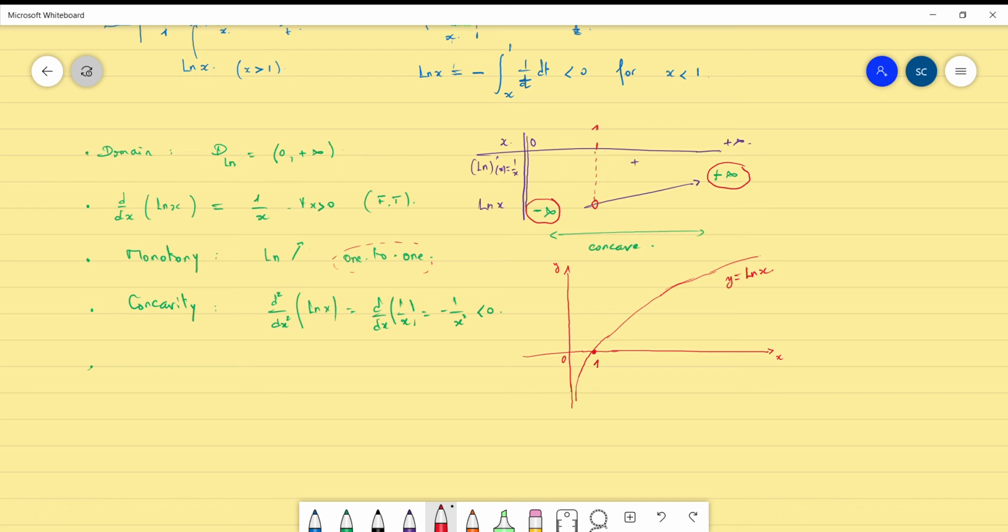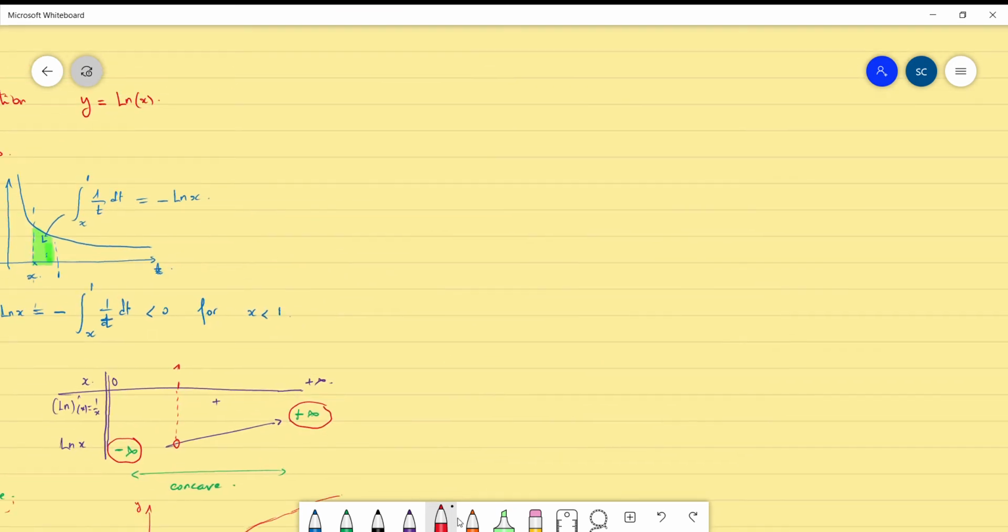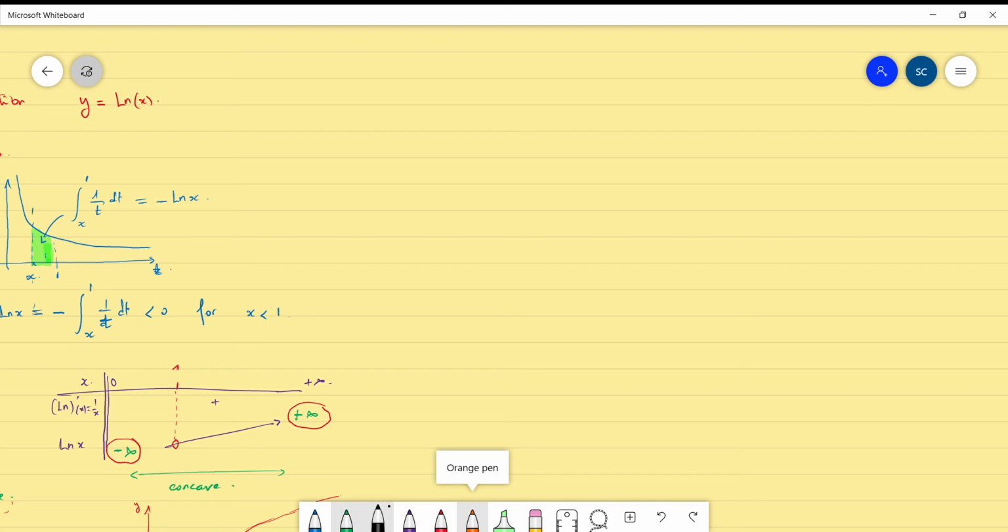some limits. We prove them using properties that we can establish for the ln function. So let's write them here: some properties. Of course we establish them. We call them logarithm laws.